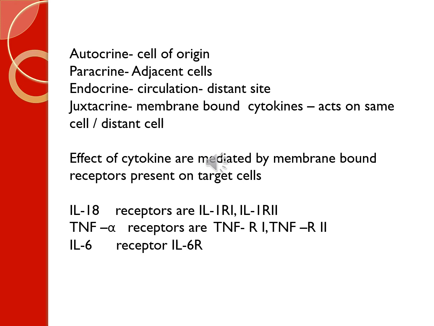The other form of cytokine classification is autocrine, where the cytokines are released from a particular cell and act on the same cell of origin. Paracrine cytokines act on nearby cells. Endocrine cytokines pass through the circulation to a distant site cell. Juxtacrine cytokines are mainly membrane-bound and act on a neighboring cell. The effects of cytokines are mediated by membrane-bound receptors present on target cells.